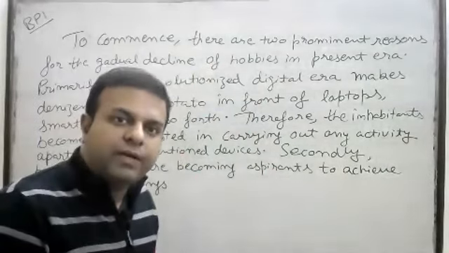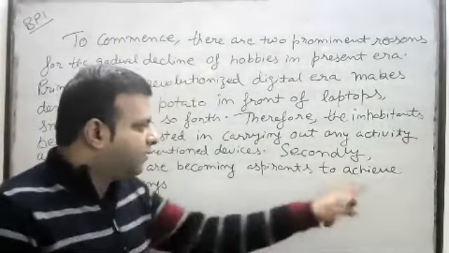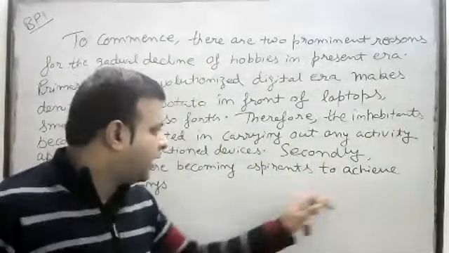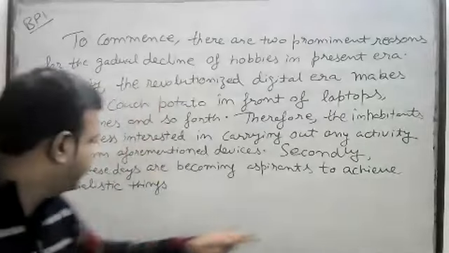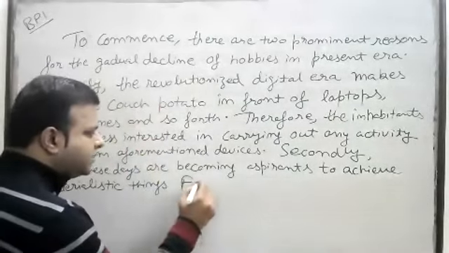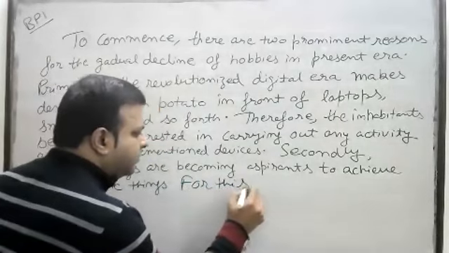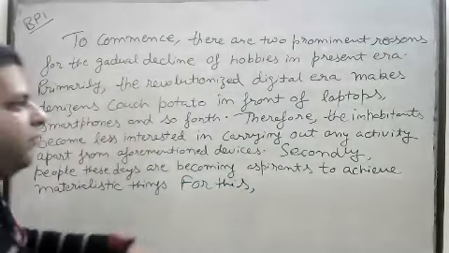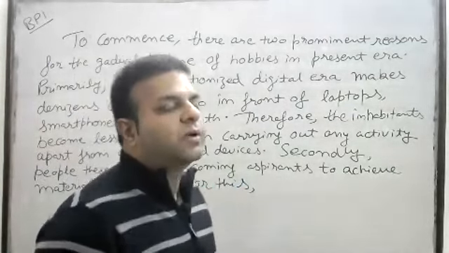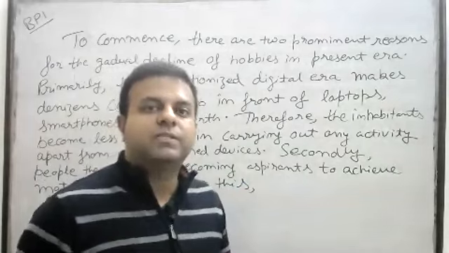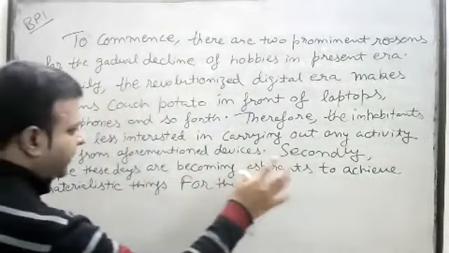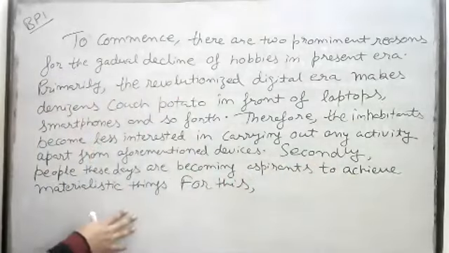What do they do for that, right? So obviously, how, the question why, how, what does it provide? So how are they becoming aspirants to achieve materialistic things? What do they do for that? For this, we can talk about how they start to work more. For that we discussed extended hours, right? So secondly, once again, people these days are becoming aspirants to achieve materialistic things, right?